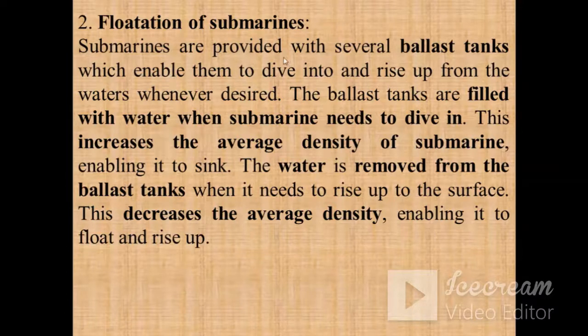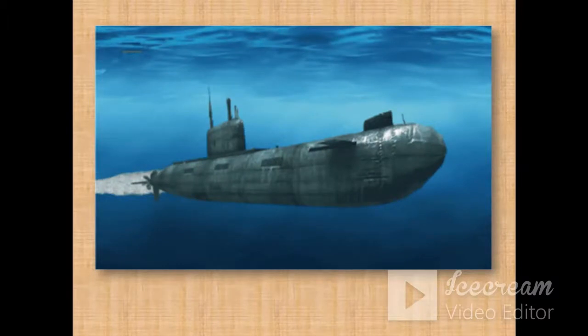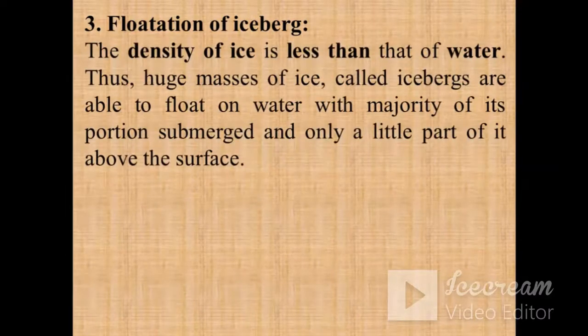Whenever these ballast tanks, which are provided at the bottom, are filled with water, the average density of the submarine increases, which enables it to sink. And when it is required that the submarine float on the surface, water is removed from the ballast tanks, the average density decreases, and it floats up and rises. Like this, you can see the submarine is moving inside the liquid due to the filling of water in its ballast tanks.